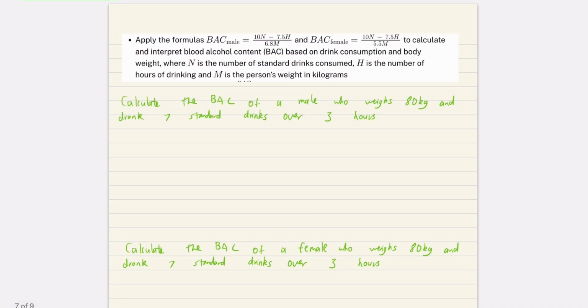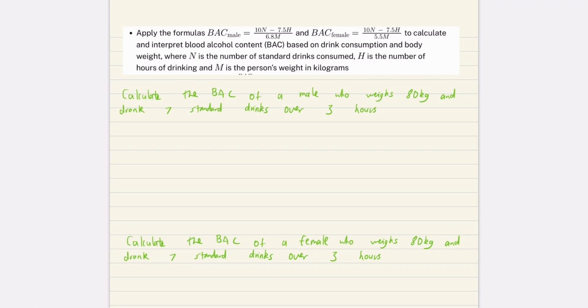So we're going to do a few practice questions on each of these dot points. So if we start off with the first one here, very simple. You're just plugging numbers into a formula. So the first is to calculate the blood alcohol content of a male who weighs 80 kilograms and drank 7 standard drinks over 3 hours. So that's exactly what we're going to do.